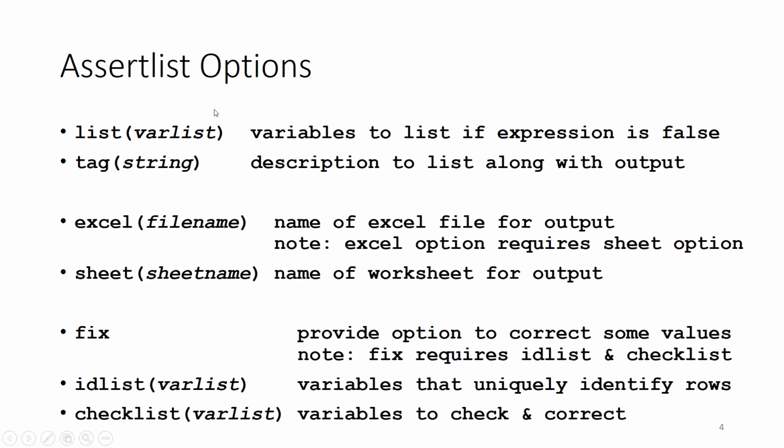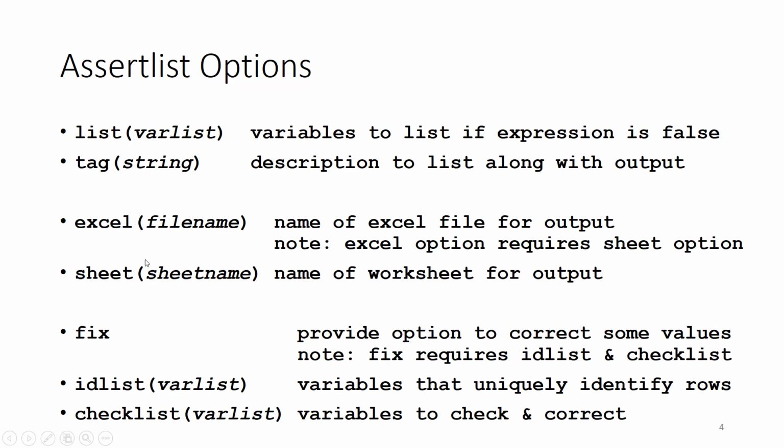These are the options for Assertlist. If you just want the output to go to the screen, then you tell it which variables from your dataset you want to see when the assertion is not true. So these would be ID variables. It might be the line number or something like that. If you want to add a little tag, a little description of your tests, you can add that using the tag option. More often we send the output to Excel, so you specify an Excel file name and a sheet name, and that tells it where to put the list of observations that violate your assertion.